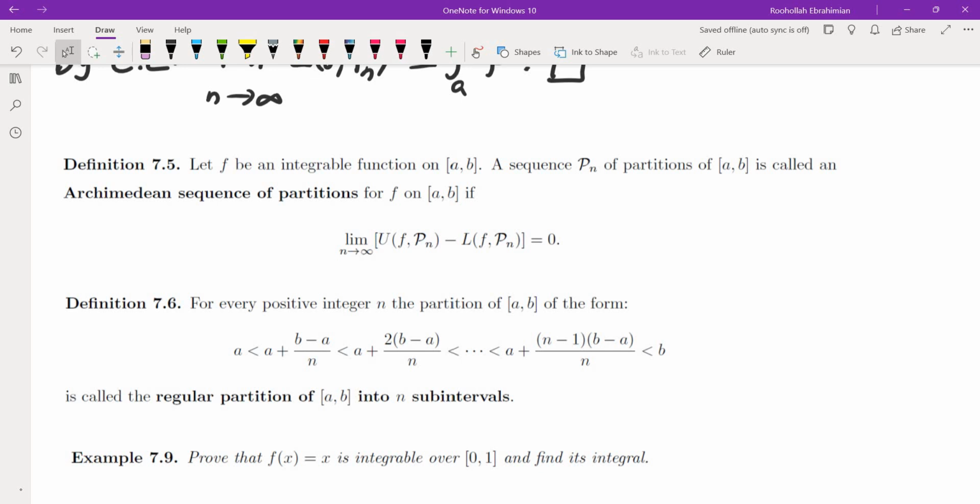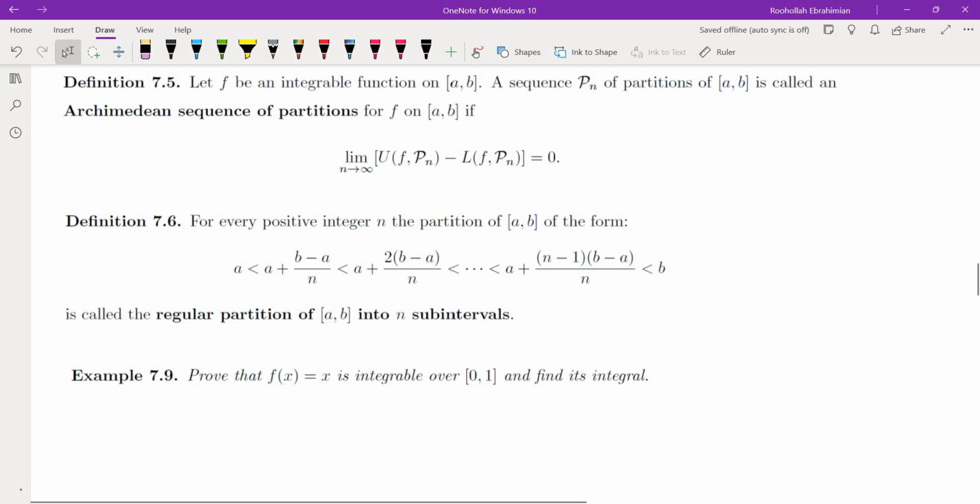Because of the significance of this sequence, we in fact have a name for it. The sequence of partitions satisfying upper minus lower approaching 0 is called Archimedean. So the sequence Pn that satisfies the limit as n approaches infinity of the upper sum of f with respect to Pn minus the lower sum of f with respect to Pn is 0 is called an Archimedean sequence of partitions.